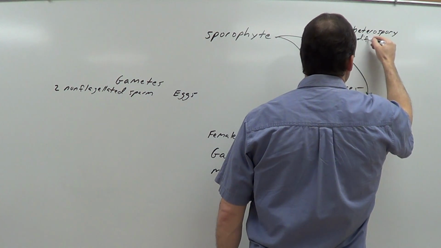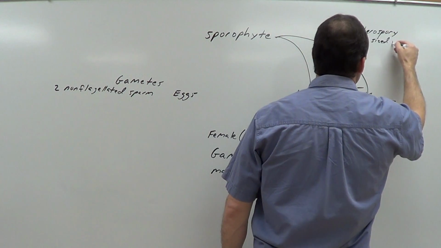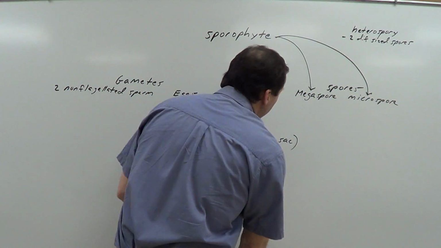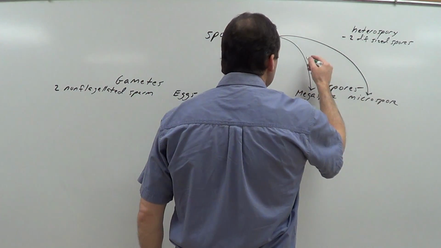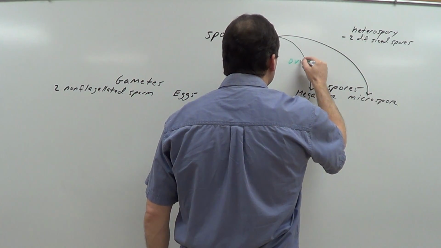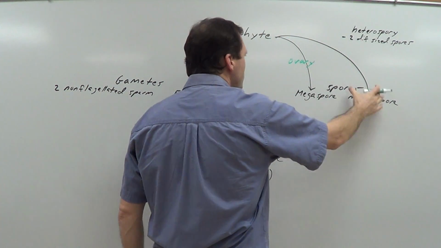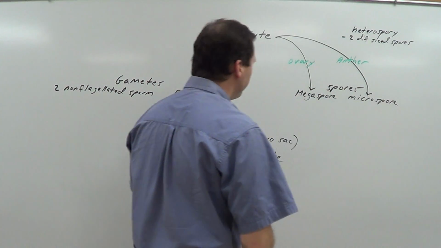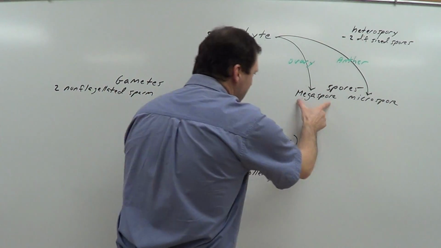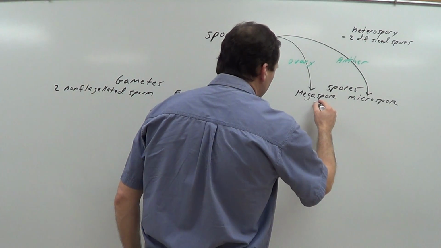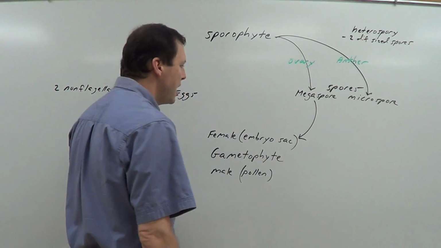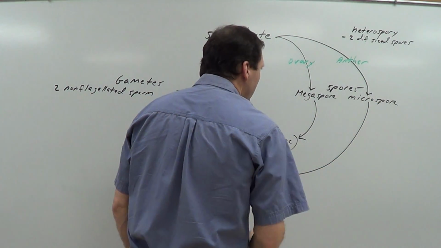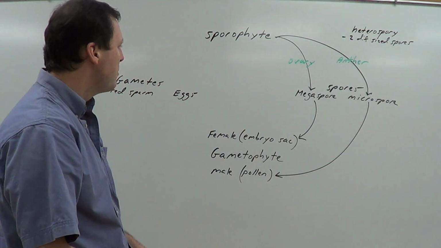Two different sized spores. And the megaspore is going to grow inside the ovary. And the microspore is going to grow in the anther. And the megaspore is going to further differentiate and develop into the embryo sac, and the microspore is going to further differentiate and develop into the pollen grain.